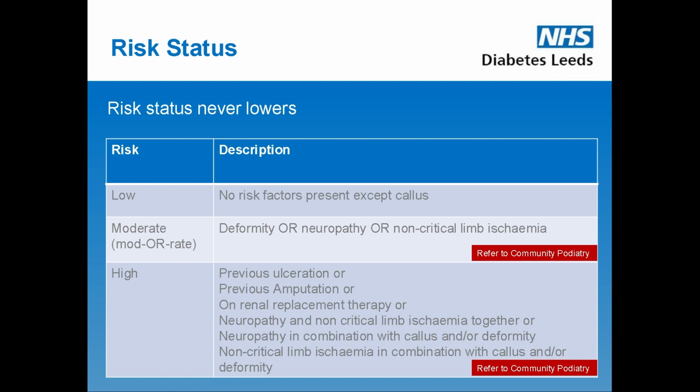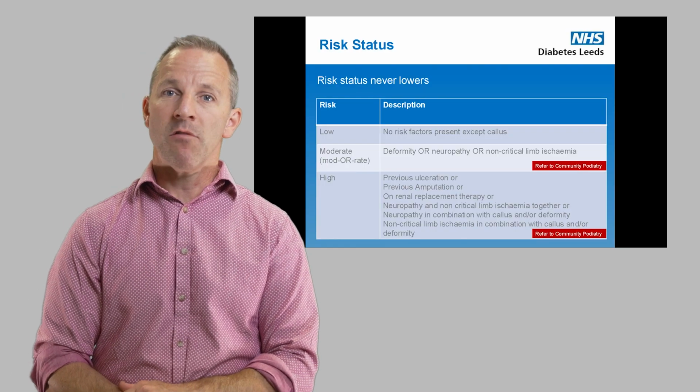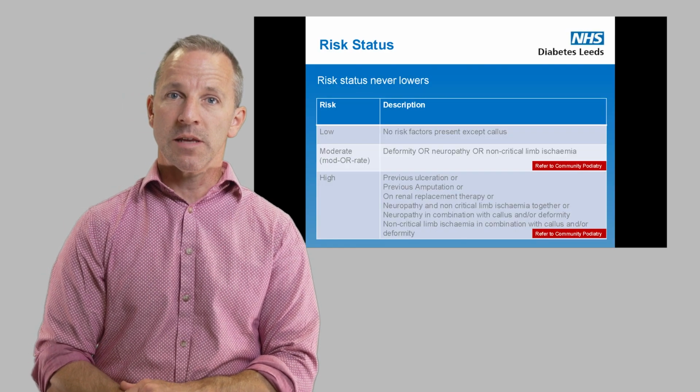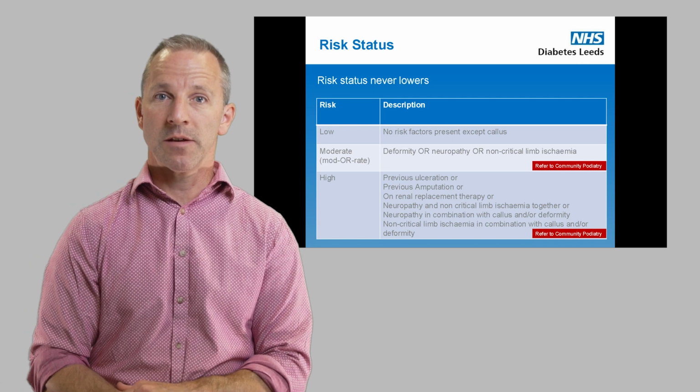The moderate risk sector is where we find one of the areas of deformity, or you find neuropathy, or there are areas of concern for peripheral artery disease. This does need referring on, but it's not an immediate risk factor for the patient. However, if there are two risk factors involved in these areas, then they immediately go to the high risk category.